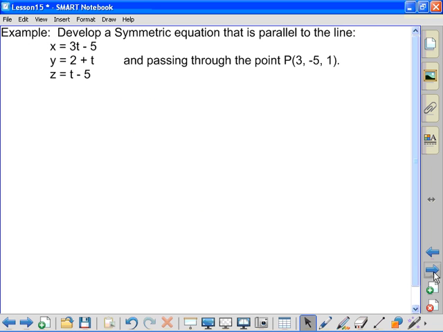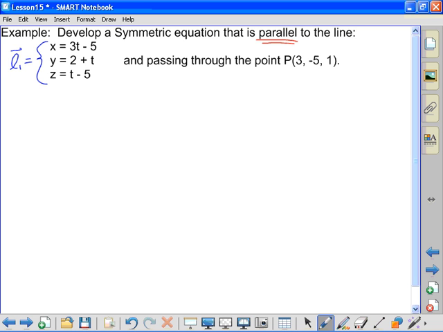Develop a symmetric equation that's parallel to this line. The reason it's not in properly is because the Smartboard software doesn't allow me to write that in or type that in. So there's the line passing through that point P. So it's got to be parallel. So this is the easier one.